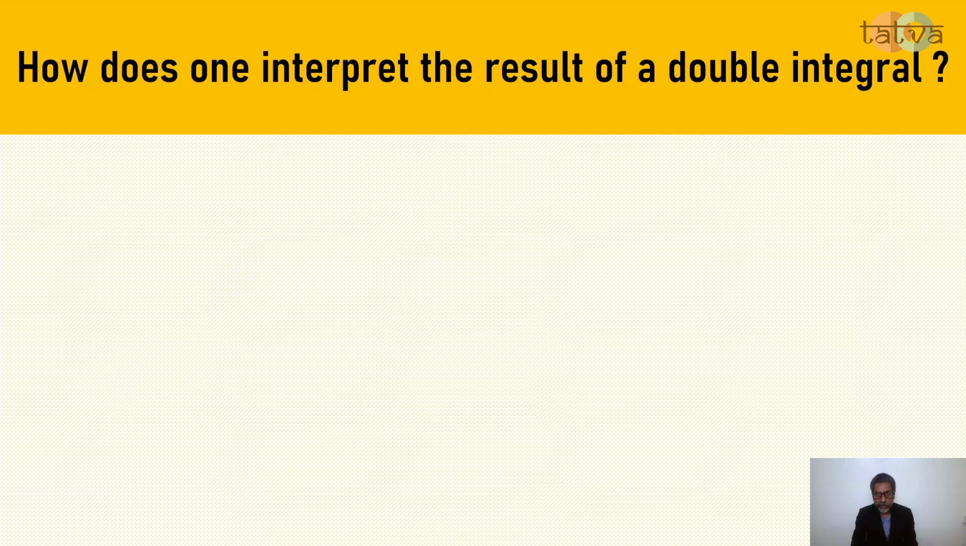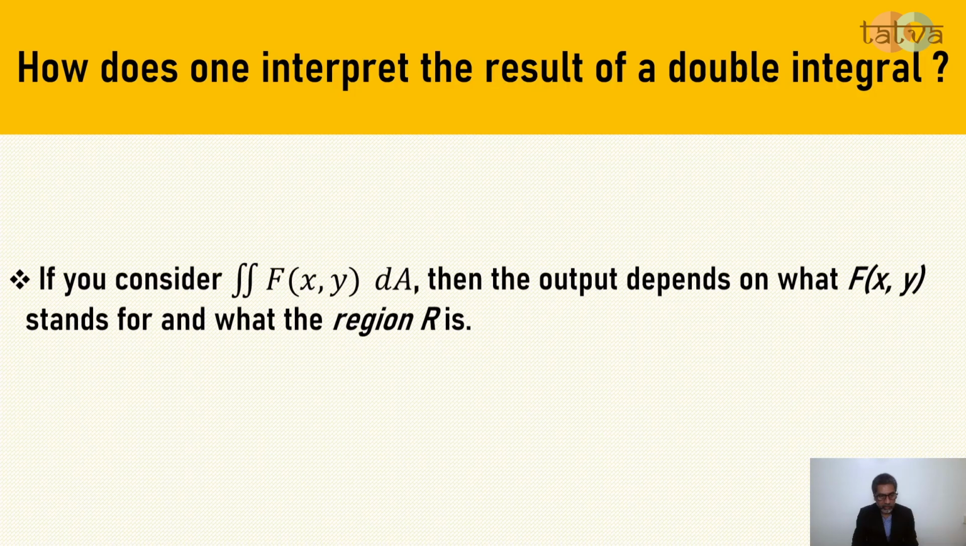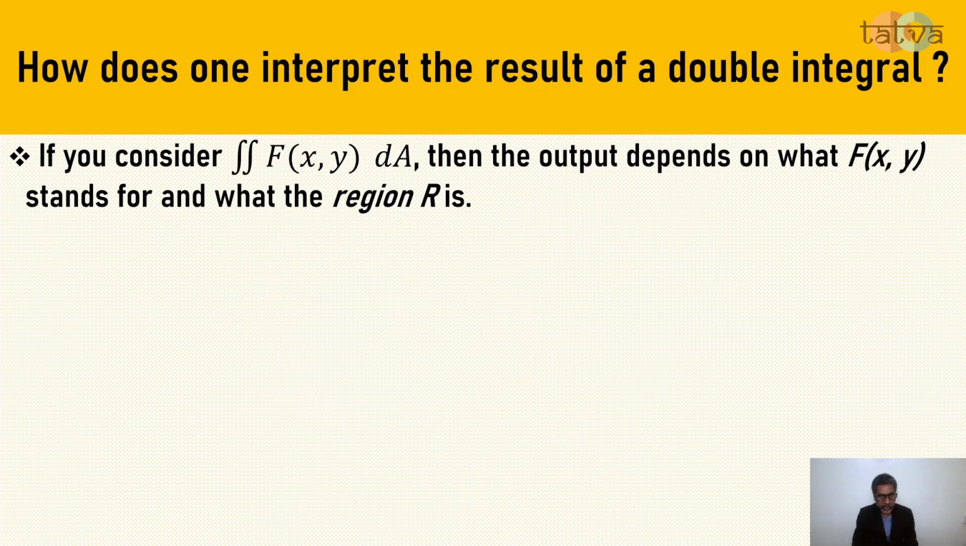Now, how does one interpret the result of a double integral? That is, once you perform a double integration, how do you interpret the result of that? Now, this is not an easy question. If you consider double integral f of xy dA, then the output depends upon what f of xy stands for and what the region R is. The region R provides the limits of integration, but f of xy is that very crucial part of the process which alone will decide what will be the nature of the output.